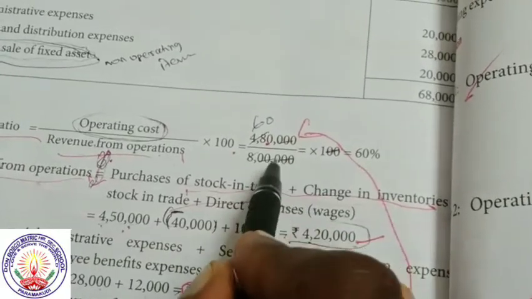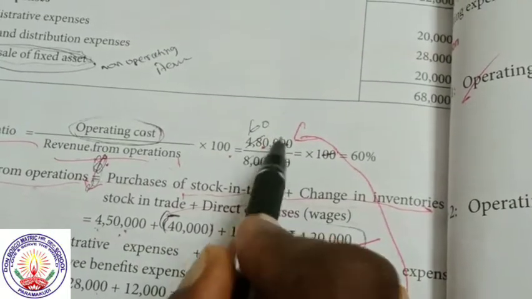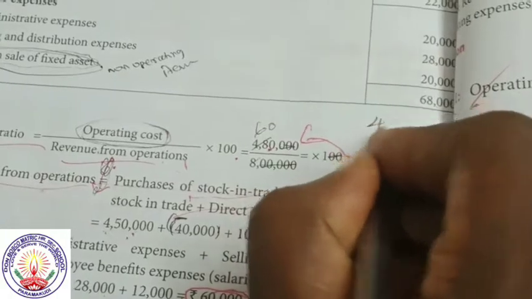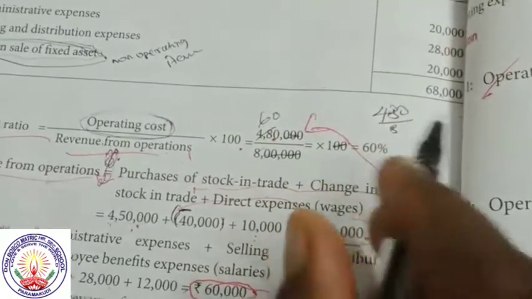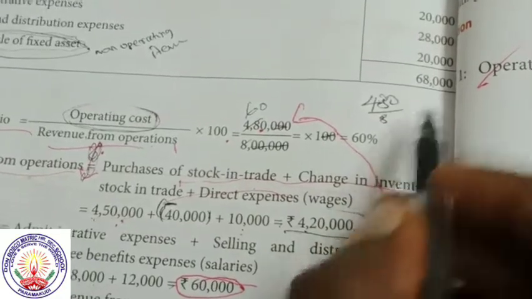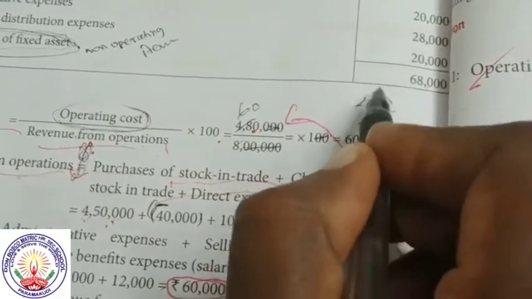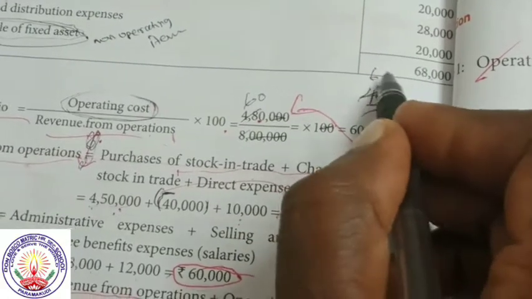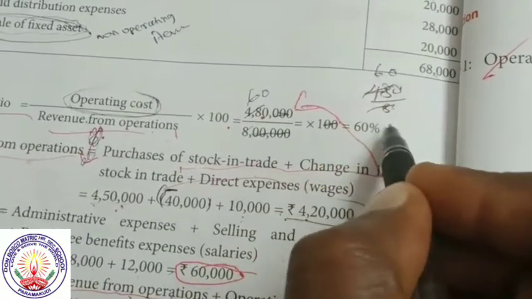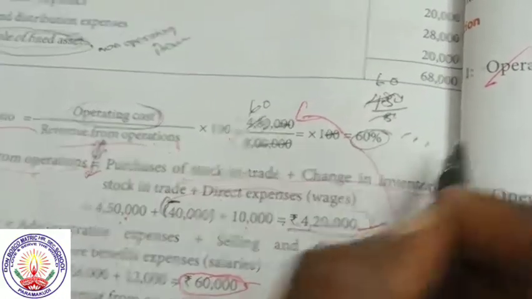Dividing 480 by 8: 8 sixes are 48, remaining 0. So the answer for this question is 6%.